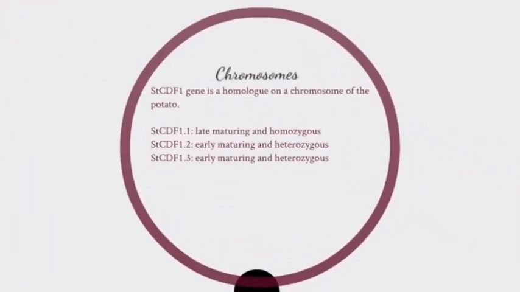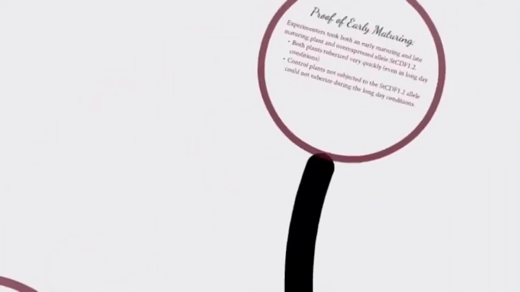The STCDF1 gene is a homolog on a chromosome of the potato. There are three different varieties of this gene. The first, STCDF1.1, is a homozygous and late maturing allele. STCDF1.2 and 1.3 are both heterozygous and early maturing alleles.